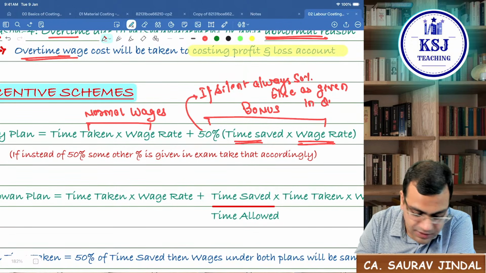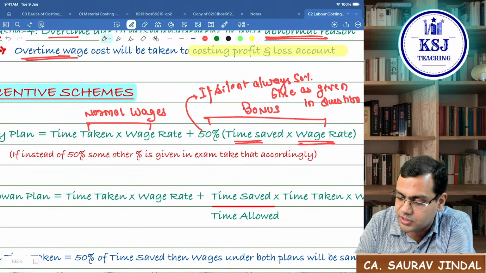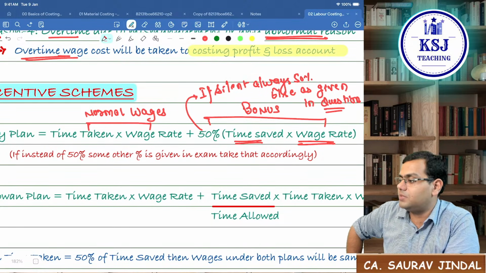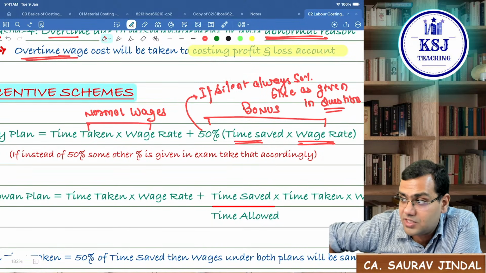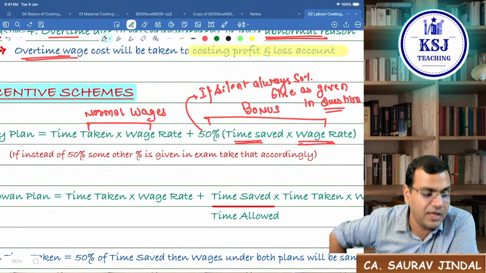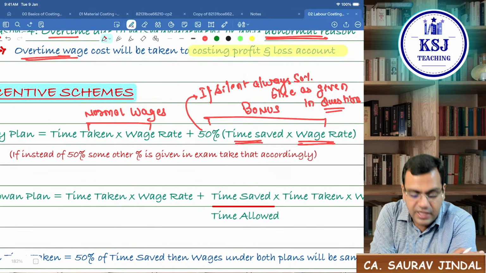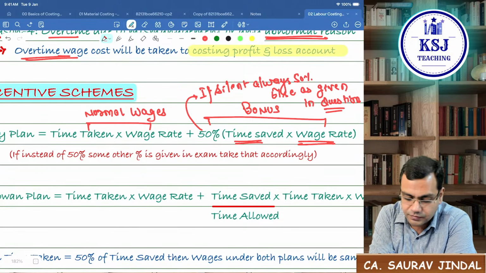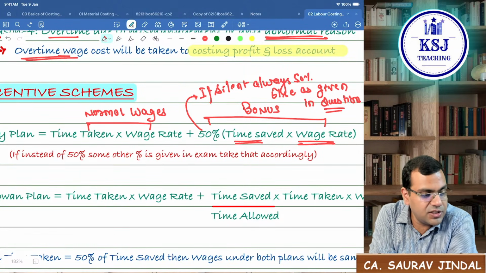It can be something else which is given in the question. Sometimes they might say that according to Halsey, you have to pay only 40% as bonus, or only 30% as bonus. This percentage may vary depending upon the information in the question. If nothing is mentioned, then it will be 50% always. Clear? This is your Halsey plan.